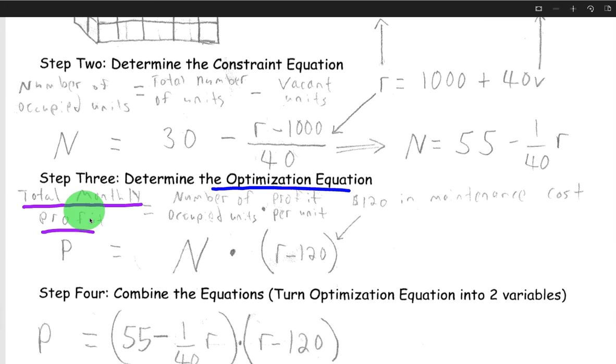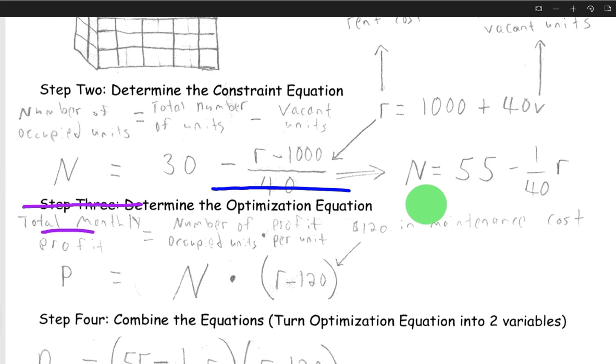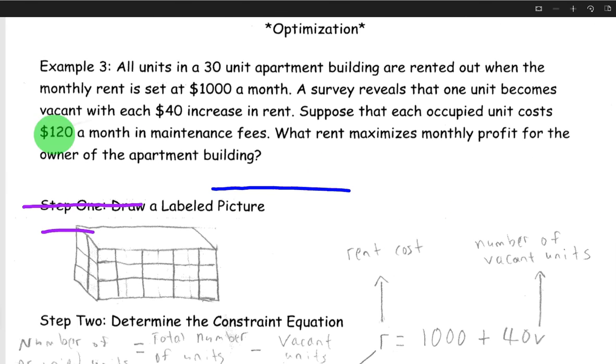I know that the total monthly profit is equal to the total number of occupied units times the profit per unit. So for example, let's say I have 28 units that are being occupied, and I'm making $100 per unit. That would be $2,800 that I make in a month. In order to get profit per unit in terms of rent, I have to take whatever money I'm receiving for rent and subtract $120 in maintenance cost that they gave us in the problem.